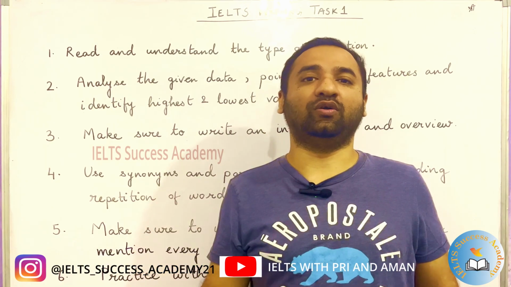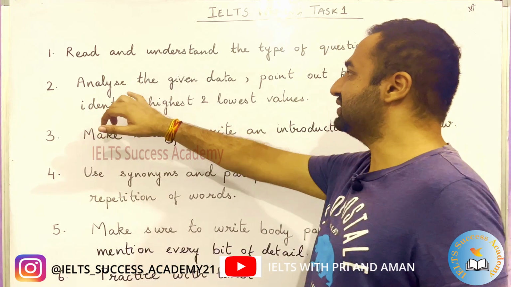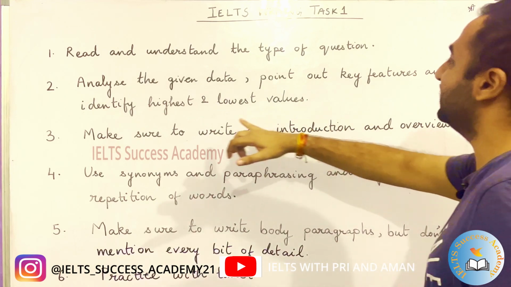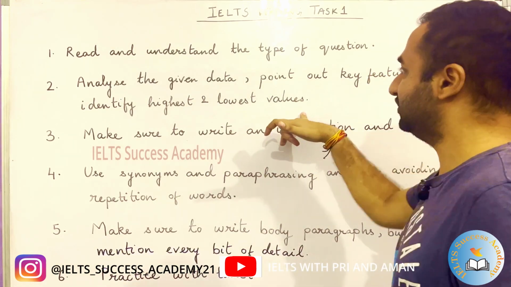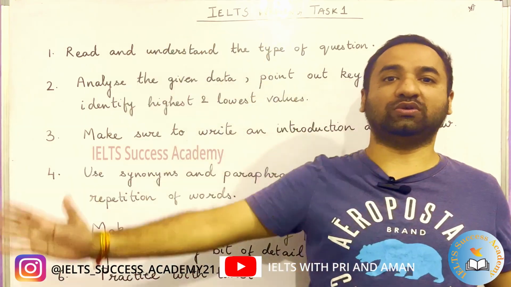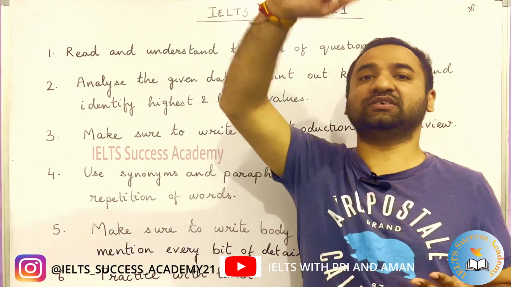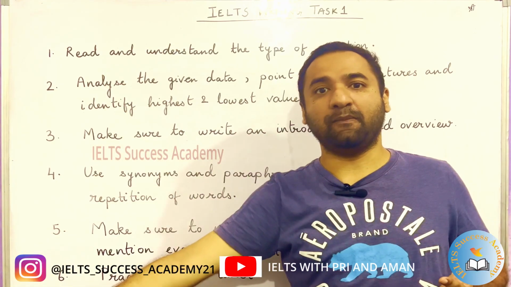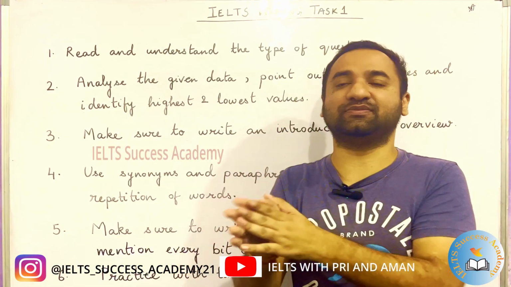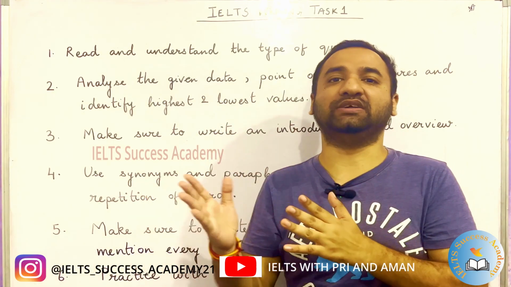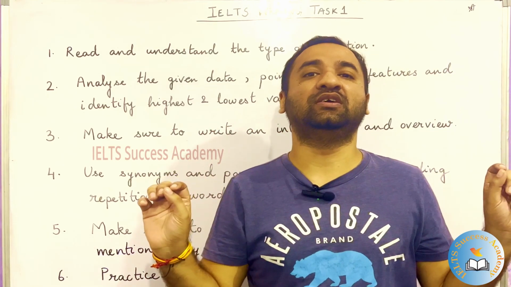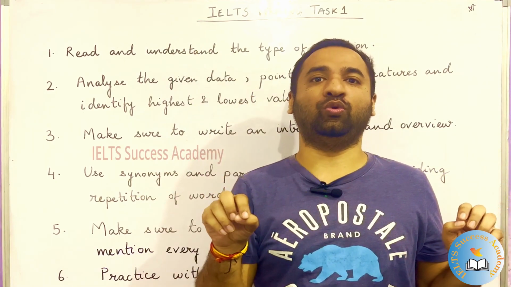The second is analyze the given data and point out key features and identify highest and lowest values. Analyze the data. What are the highest values? What are the lowest values? Where the chart is rising and where the chart is plummeting. Plummeting means going down, a sharp decrease. We will discuss it in further points. Point out highest and lowest. Highest and lowest, not every value.